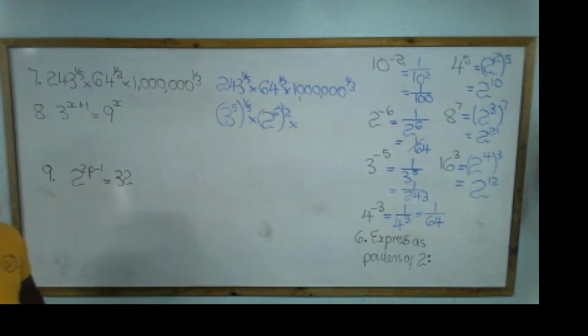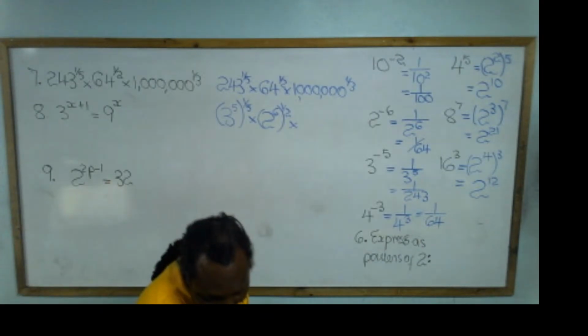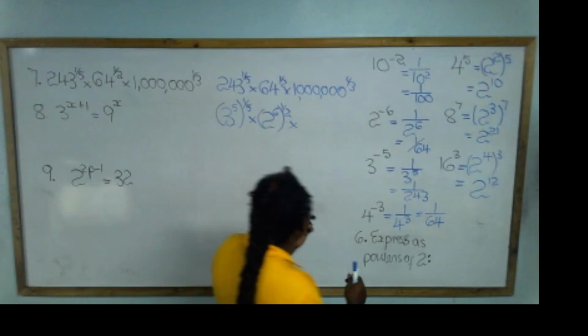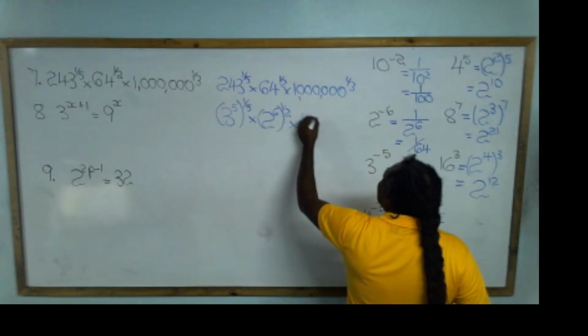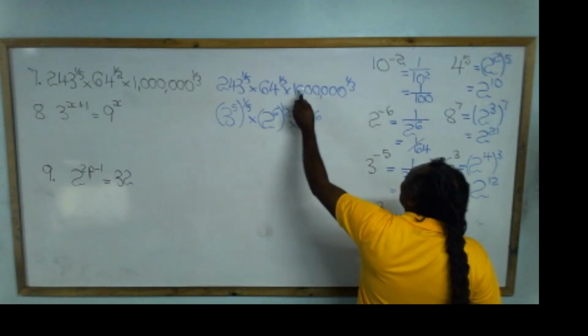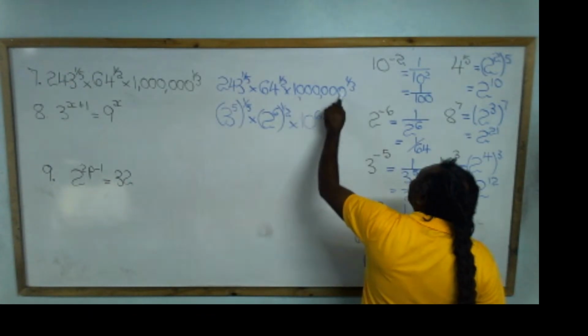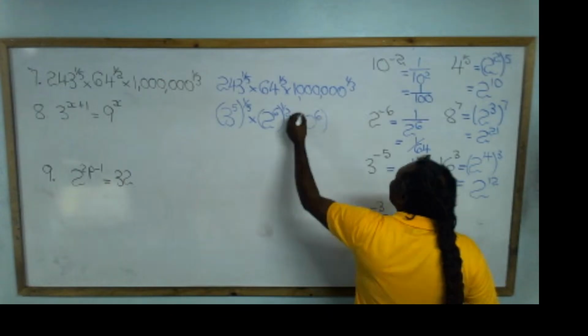Let's go. 10 to the power of 6. Of course it's 10 to the power of 6. We used to do this in primary school. Count the number of zeros. 1, 2, 3, 4, 5, 6. And that is how we know that it is 10 to the power of 6.